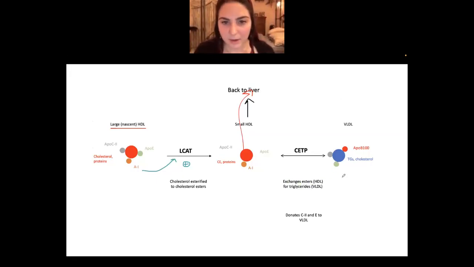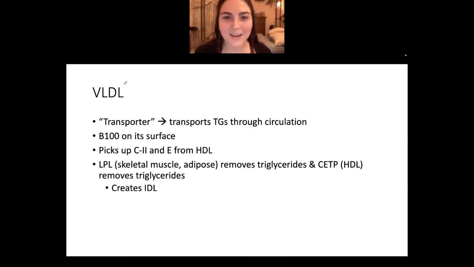So here you go. Here's your C2 and your E. And then HDL says, oh, I already had that, and goes back to the liver. So from here, what does VLDL do? VLDL is basically going to pick up C2 and E from HDL, and then it's going to go find lipoprotein lipase, and then LPL removes more of those triglycerides.